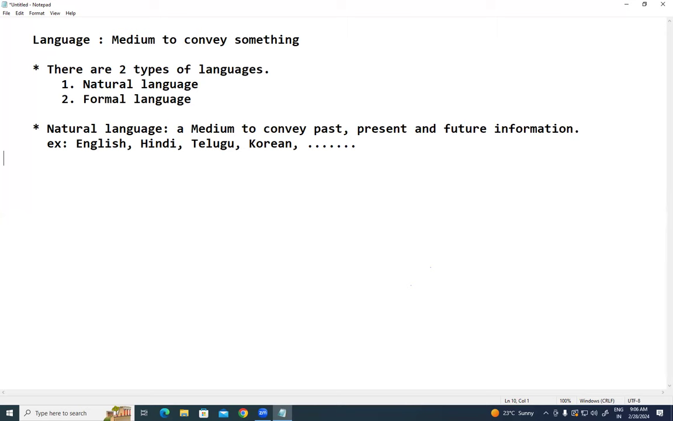The question is, why can't I write a program in my mother tongue? What's the answer? We don't have translators. If there is a translator, it can convert that language to binary language. Am I right or not? So we have programming languages like Java, and we have translators for them. Very good.